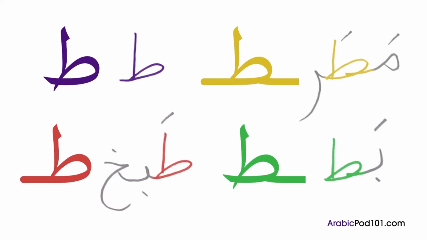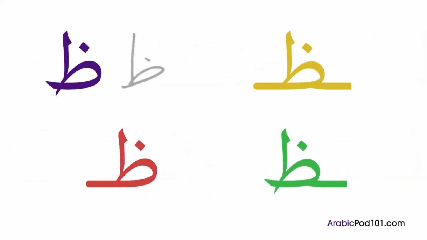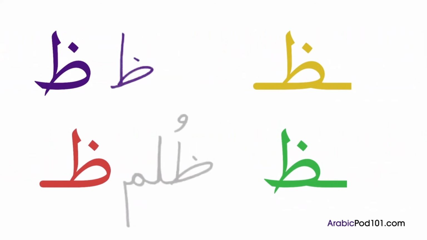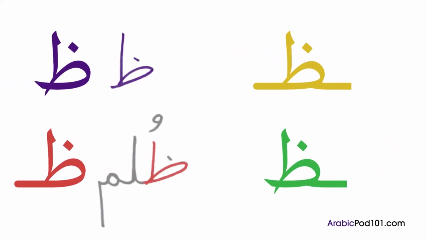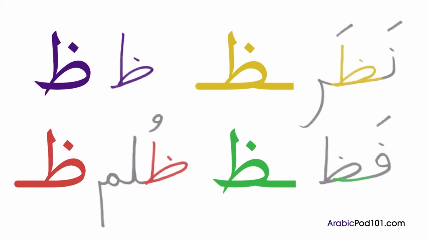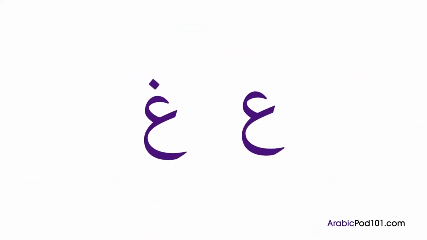Now here's the Dha. Isolated, initial, medial, and final. And now here are the letters we learned last lesson: Ein and Ghayn.